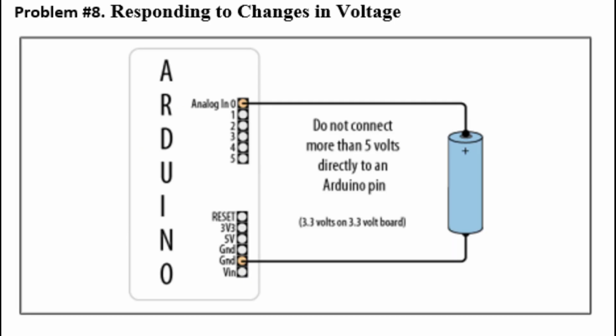Problem 8. Responding to changes in voltage. Hey voltage vigilantes! Welcome back to another electrifying episode of Arduino Adventures. Today, we're empowering our Arduinos to become voltage watchdogs, constantly monitoring for changes and taking action when thresholds are crossed. Let's dive into the code and see how we can create a proactive alert system.